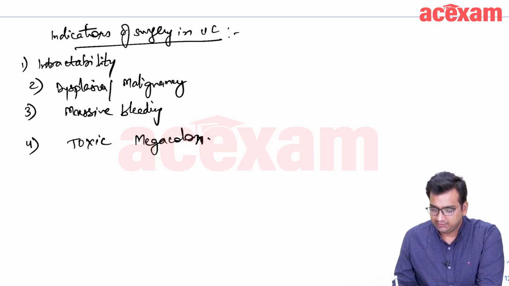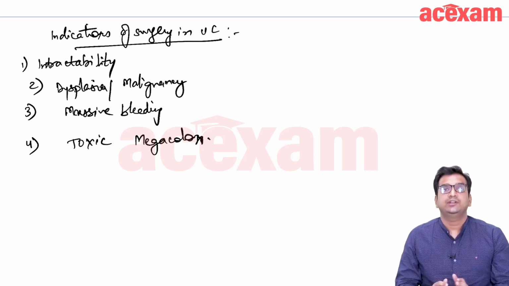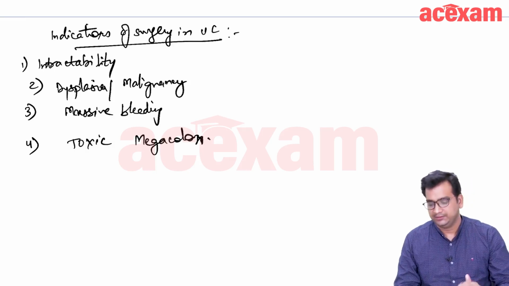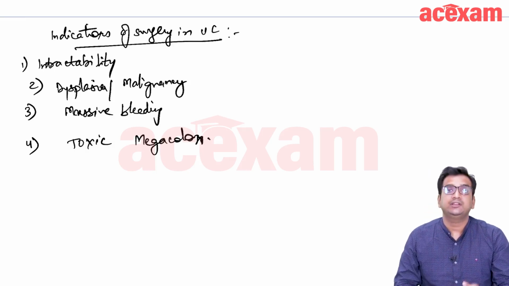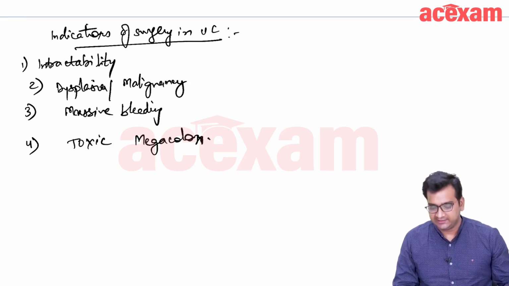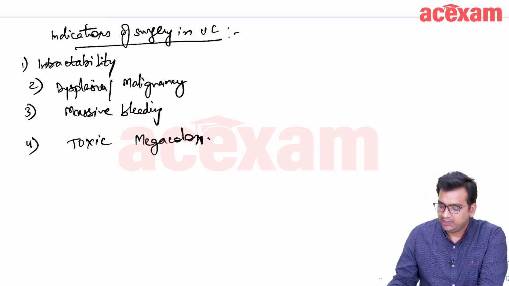Generally, the dysplasia or malignancy is associated with the duration of the disease and the extent of the disease. Okay. The more the duration of the disease, the more chances of developing a malignancy. The more the extent of the disease, the more chances of developing a malignancy. Now, what are the surgical options in ulcerative colitis?